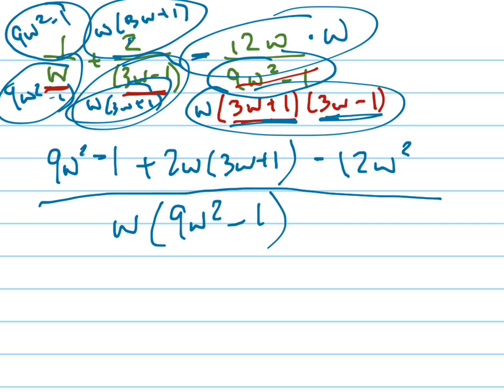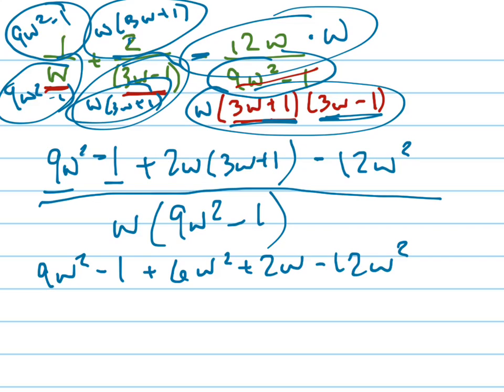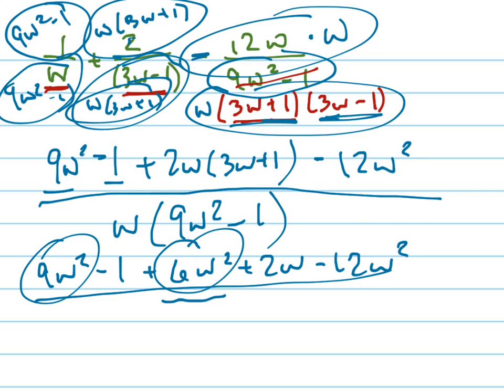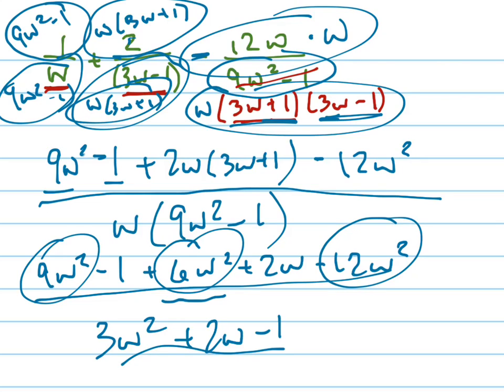Now multiply through, add like terms and clean it up. So that's 9w squared minus 1 plus 6w squared plus 2w minus 12w squared, all over that same denominator we had before. Adding like terms, that's 3w squared plus 2w minus 1, all over w times 9w squared minus 1, which I can multiply in if I wanted to.